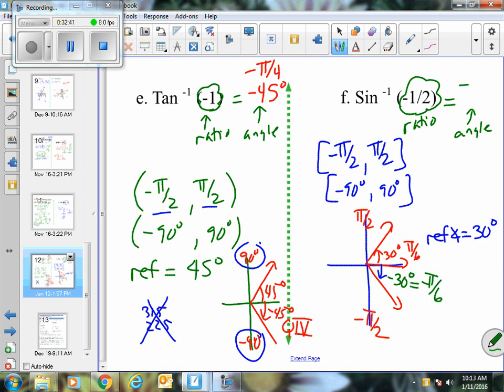So my answer here, what I'm looking for, is negative pi over 6 or negative 30, depending on whether you want to be in degrees or radians. You would not be able to label it 330 or any of those. I know they're coterminal, but they're not between negative 90 and 90. So you really have to be careful on the labeling. It's coterminal, but it has to be between negative 90 and 90. So be careful. Try that on your calculator.